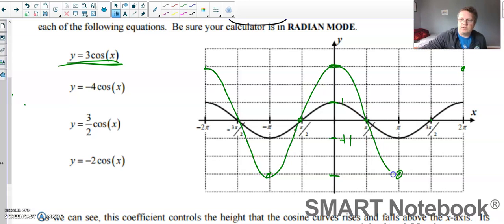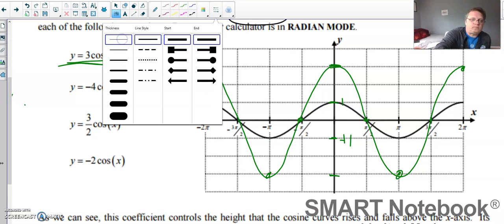If you need to pause it, pause it. I'm just looking at the time. All right, I'm almost up to 10 minutes. So there is the 3x. Now, we're going to do the next one, which is red.